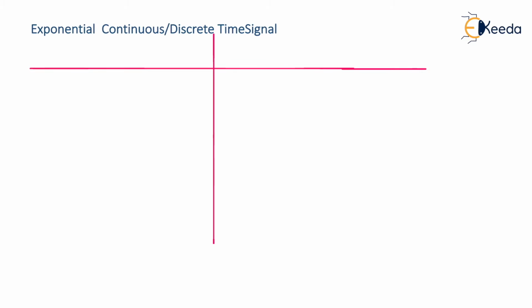So let us start discussing exponential time signals, continuous as well as discrete. So here we will have exponential continuous time signal, and here we will have, let's say, exponential discrete time signal. In exponential continuous time signal we have already seen this signal like e to the power, let's say, at. Now, depending upon the value of a, we will get either an exponentially rising curve or an exponentially decaying curve.